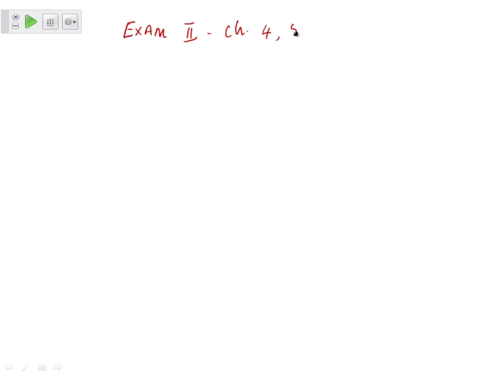Chapters 4, 5, and 6. And the structure of the exam would be similar to what you have seen in exam 1. Part 1 contains multiple choice questions. This time you have 12 multiple choice questions.